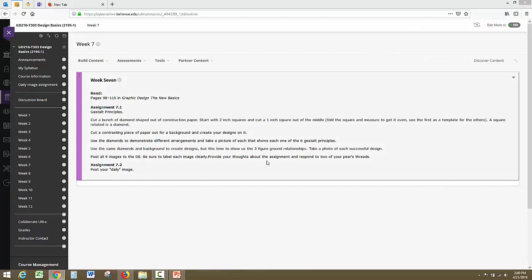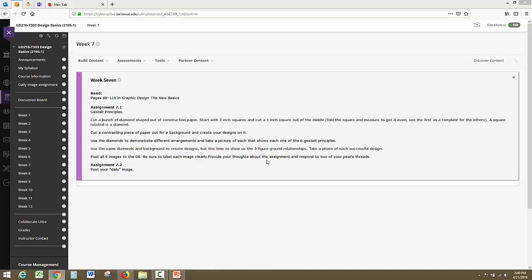All right. So again, 6 Gestalt principles, 3 figure ground relationships. You're gonna play with those diamonds on a background piece of paper. Take pictures, and then submit them. Make it all one document, please. If you have to, save it as a PDF also, okay? And then provide your thoughts about the assignment and respond to 2 of your peers' threads, okay? And then, of course, your daily image.